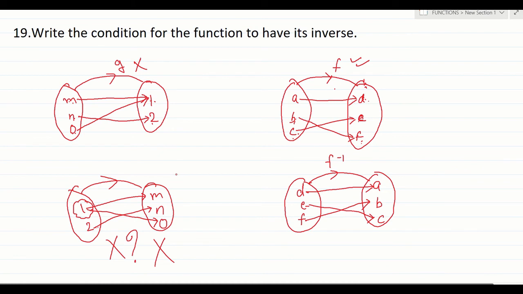Now can you guess why? The reason is, in function F, every element of the range set has one and only one pre-image. D has only one pre-image. E has only one pre-image. F has only one pre-image. But in function G, the element 1 has two pre-images, isn't this? That's why the inverse of G cannot be obtained. Is this clear?